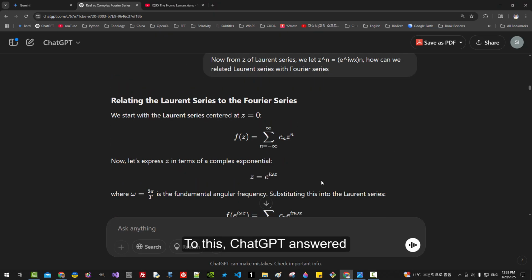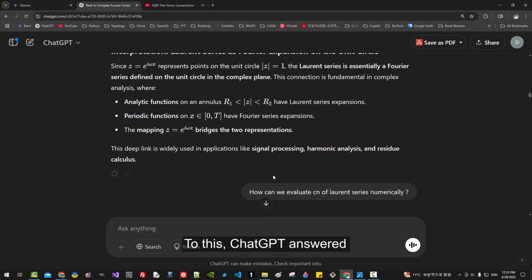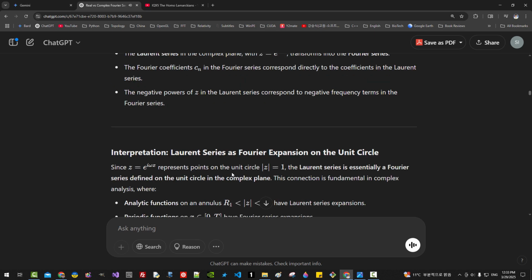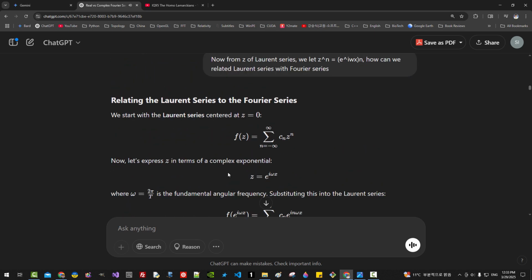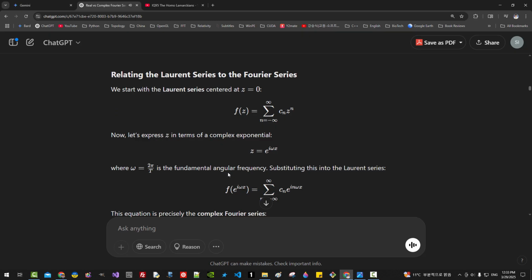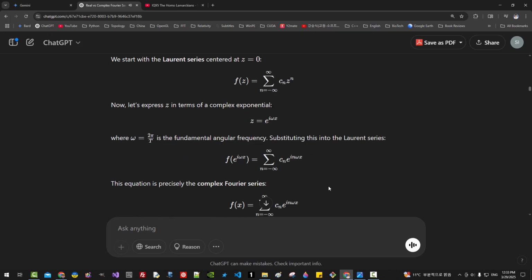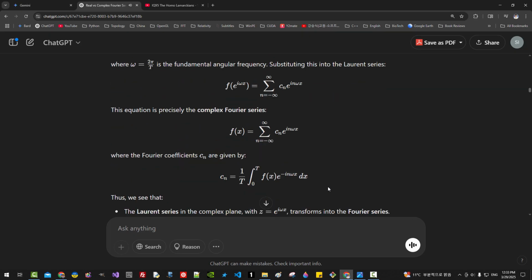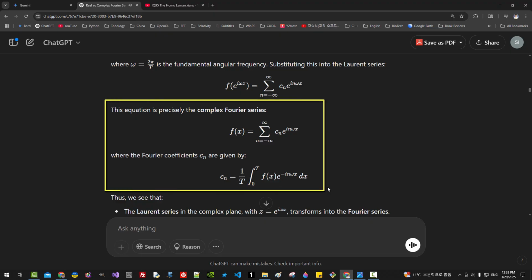To this, ChatGPT answers: relating the Laurent series to the Fourier series, we start with the Laurent series centered at z equals 0, f of z equals the sum from negative infinity to infinity of Cn z^n. Now let's express z in terms of a complex exponential, z equals e^(i omega x), where omega equals 2 pi over T is the fundamental angular frequency. Substituting this into the Laurent series, f of e^(i omega x) equals the sum of Cn e^(i n omega x). This equation is precisely the complex Fourier series.